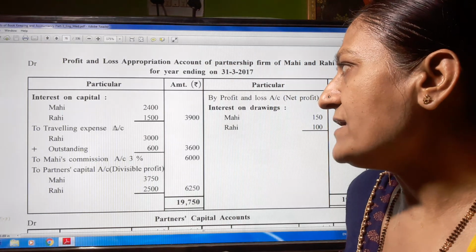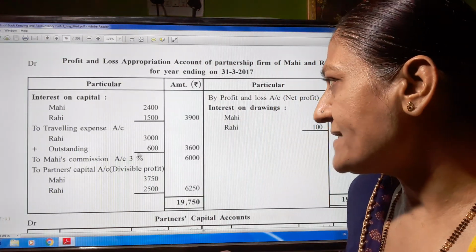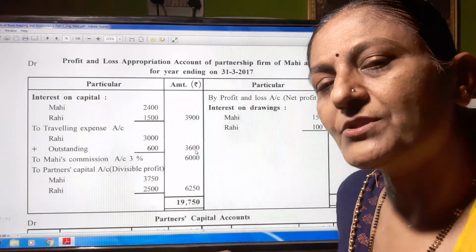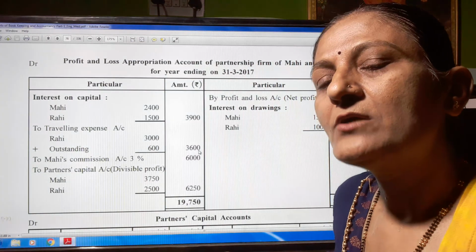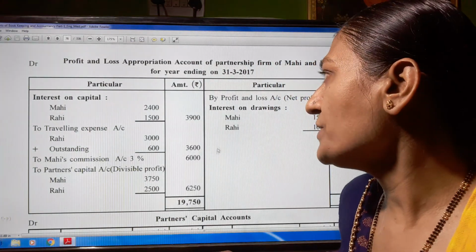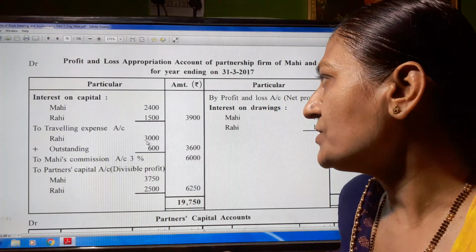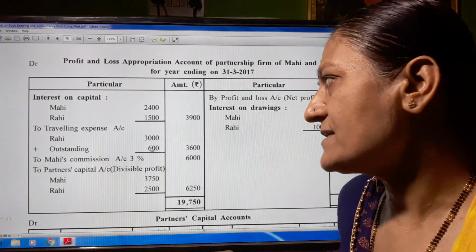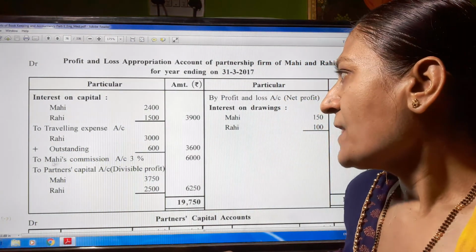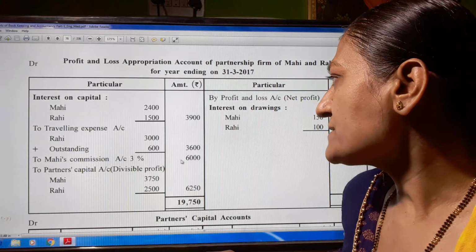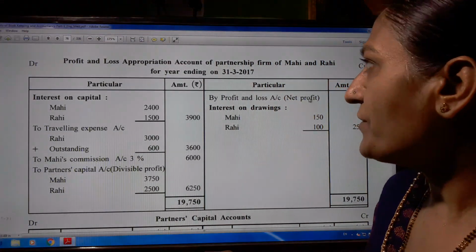3,900. To traveling expense Rahi 3,000 plus outstanding 600, outer column 3,600. How do we calculate? For 1 month it is 300, so 12 into 300, so the total is 3,600. But here it is given 3,000, which means the outstanding 600 remains, and this outstanding we transfer to the balance sheet. Mahi's commission account, 3%, 6,000 rupees.